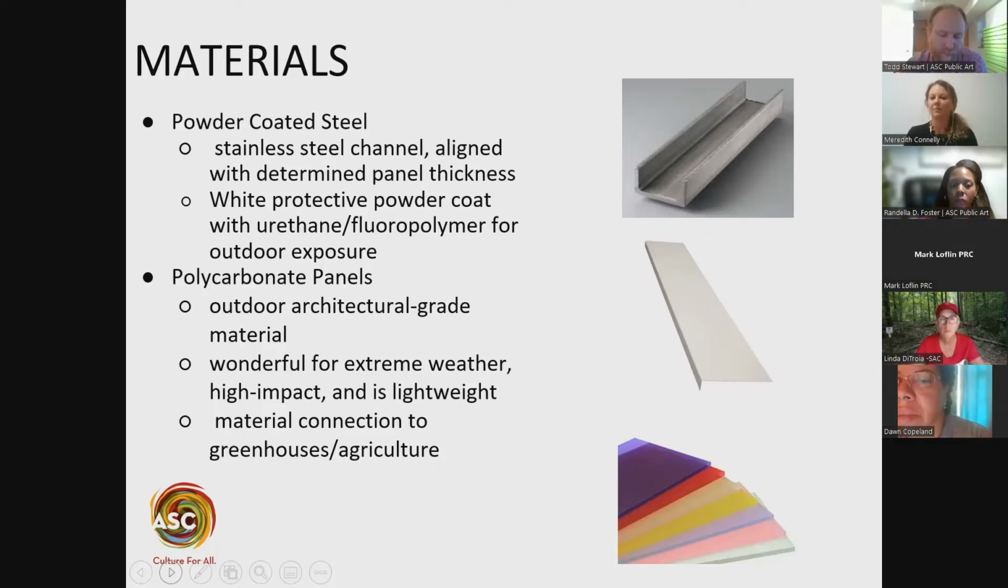Polycarbonate is a beautiful material. It's architectural grade. It's been identified to be wonderful for extreme weather. It's high impact and lightweight. It's very glass-like, so think of a glass material aesthetic there. It is used in greenhouses, and I really, really liked that connection. That material connection to me made a lot of sense with the park's history. So at this point, I'm now digging deeper into researching the exact thickness and finish of the polycarbonate. I'm looking for something that's translucent and frosted specifically. But you can see the examples down in the image below.